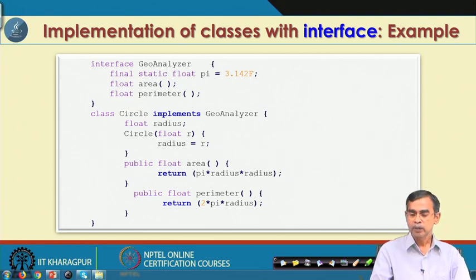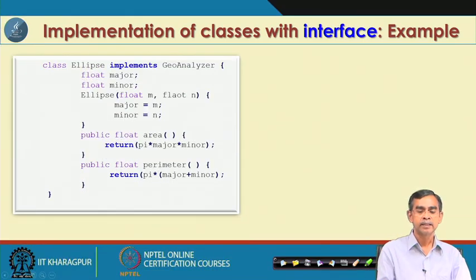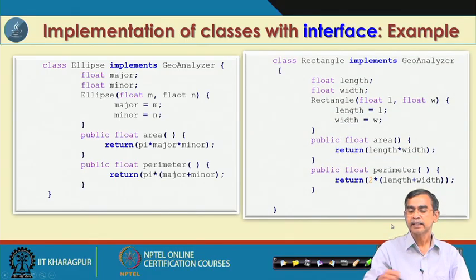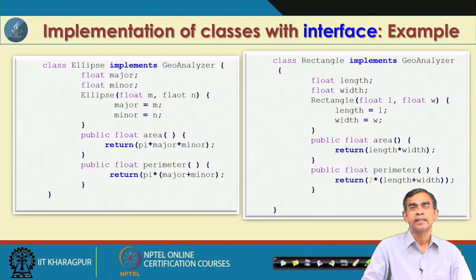Similarly, we can create another class for a geometrical object like Ellipse. This is the similar way of creating the class Ellipse, and this is the implementation of Rectangle. Now we can understand that with the interface we use implements, not extends. In the case of an abstract class we use extends, which means a derived class, but here it is the implementation of the interface, which is a totally abstract concept, and then we can have these kinds of objects created.